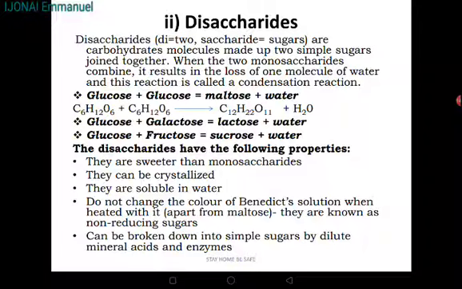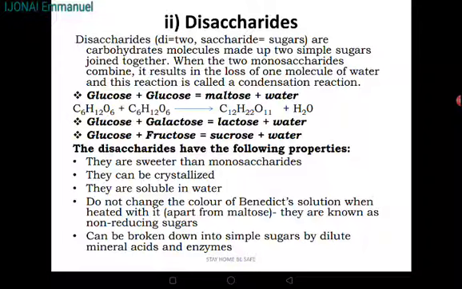And then they can be broken down into simple sugars by dilute mineral acids and enzymes. So these disaccharides, for example, sucrose, can be broken down into fructose and glucose when you use suitable enzymes or dilute mineral acids, for example, hydrochloric acid. When you use dilute hydrochloric acid, it can break down sucrose into fructose and glucose. It can also break down lactose into galactose and glucose. It can also break down maltose into two glucose molecules. Great.